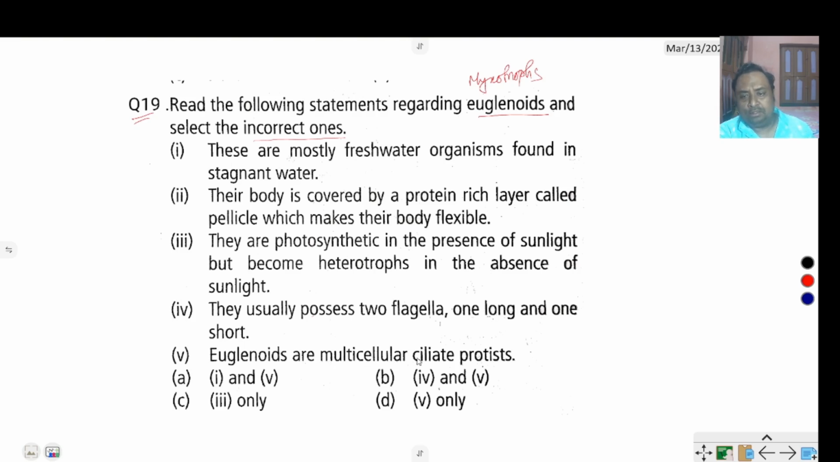Euglenoids are multicellular ciliate Protista. So here the incorrect option is this one. This is wrong, so D is the correct option. They are unicellular, because they look like they have one small flagellum and one large flagellum. Okay, so the rest of the four options are correct.